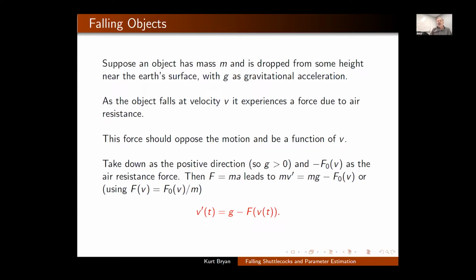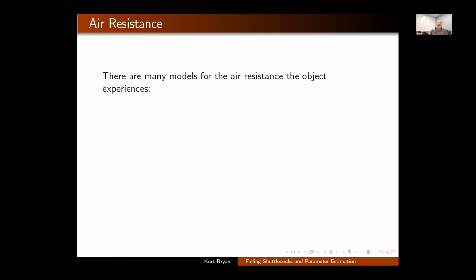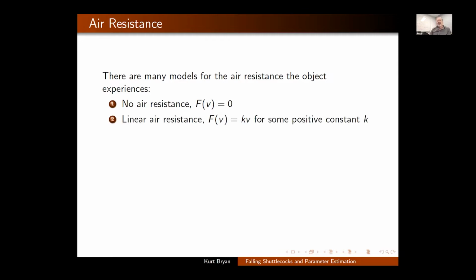What's the proper model for air resistance? Well, the answer is it depends. There are many models for how air resistance affects an object. A few of them that I like to examine in class: number one, no air resistance whatsoever, so just take F to be 0. The next easiest thing is to take air resistance to be proportional to the object's velocity, where k is some positive constant. I had a minus sign in front of my F in the DE, so it's going to oppose the object's motion. That's linear air resistance.